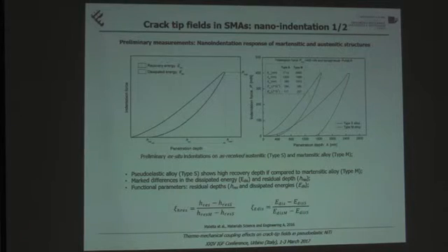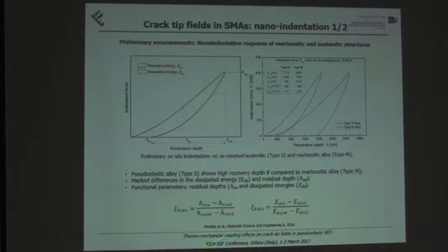The basic idea of nanoindentation is based on the observation that the two crystallographic structures, austenite and martensite, show a completely different nanoindentation response. This figure shows a comparison between austenite and martensite. In particular, the austenite shows a very large recovery upon unloading, thanks to the pseudoelastic effect, while the martensite shows a very large residual depth upon unloading, which is due to the pseudoplastic effect of the material.